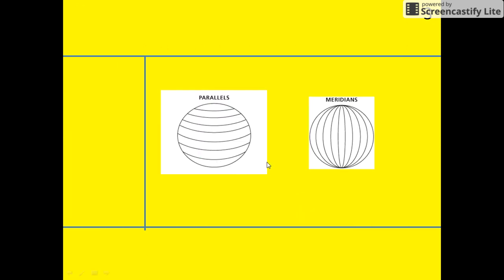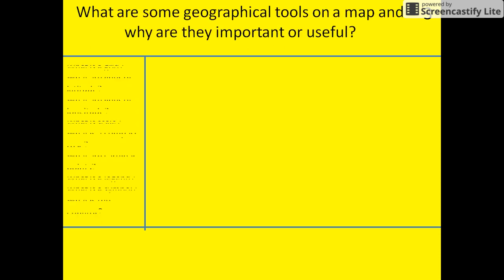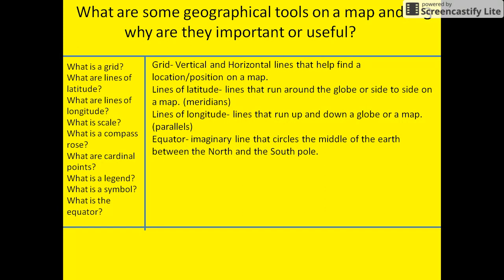Those lines are called parallels. These lines going up and down are called meridians. And they'll help us find places on the Earth. So lines of latitude, lines that run around the globe or side to side on a map, they're called meridians. Lines of longitude are lines that run up and down a globe or a map. They're called parallels. And the equator is the imaginary line that divides the middle of the Earth between the North and the South Pole. If you don't remember, you can always go back to the pictures that I showed you before.